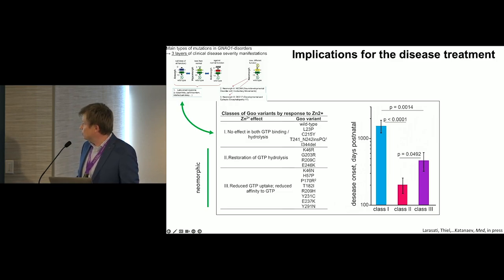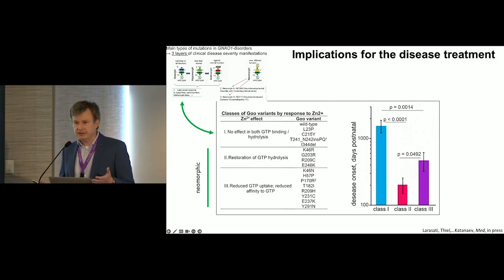There is a class which is not sensitive to zinc at all. Like wild type, there are variants which do not respond to zinc. These are the variants which actually belong to this first layer of the clinical severity. These are the non-neomorphic mutants. These are the mutants which are either loss of function or dominant negative or both. But then the neomorphic mutants respond to zinc.